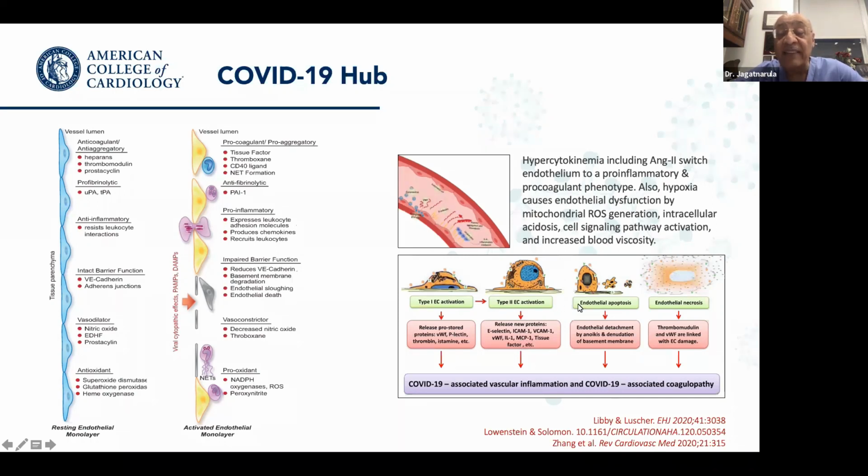And then next in the stage is the endothelial apoptosis, so that they are released from the basement membrane, or they slough off the basement membrane, a process which is known as anoikis. And then finally, the endothelial necrosis happens, and that also causes the release of the von Willebrand factor, as also the thrombomodulin.